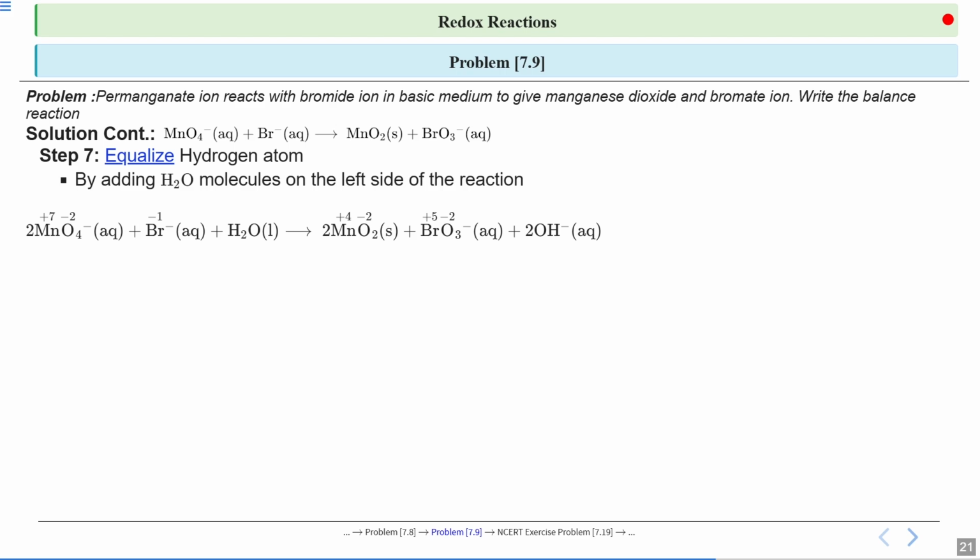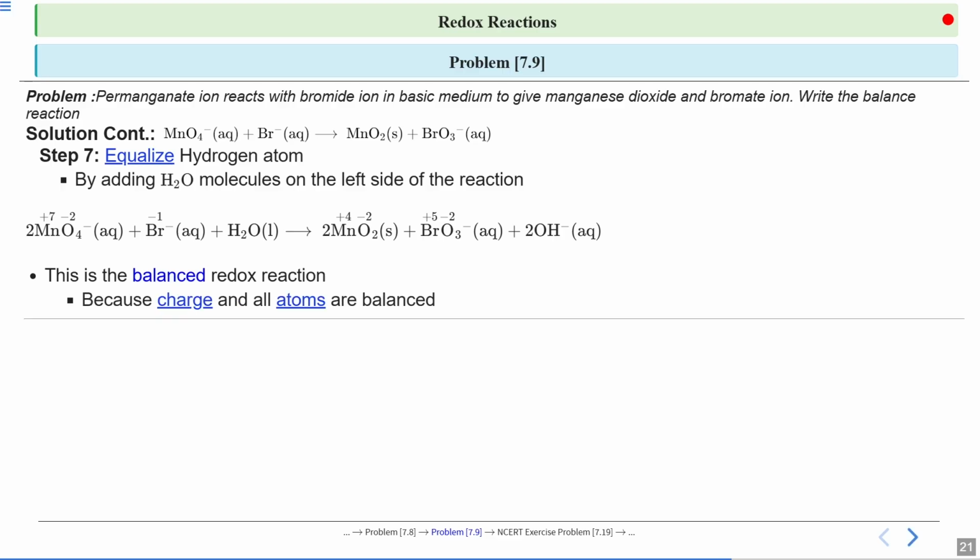Here we have only required one H2O molecule because by adding only one H2O, we will find that each of the oxygen atom and hydrogen atom are clearly balanced by it. I hope it is clear to you. Now, if you consider each and every atom, you will find that the reactants and the products are equal. Therefore, this reaction can be considered as the balanced redox reaction. Why? Because the charge and all the atoms are balanced.